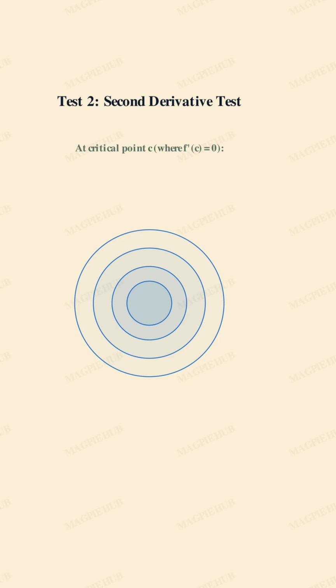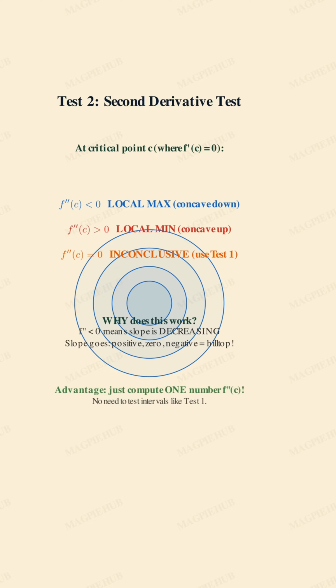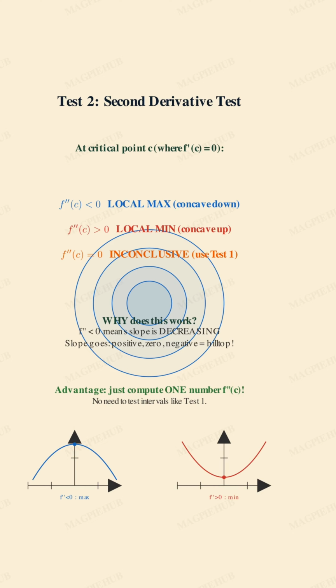Test 2, the second derivative test, often faster and simpler. At a critical point c where f prime is 0, if f double prime of c is negative, the curve is concave down, it's a local maximum. Think upside down cup, hilltop. If f double prime of c is positive, the curve is concave up, it's a local minimum. Think cup shape, valley. If f double prime is 0, the test fails. Use the first derivative test instead.